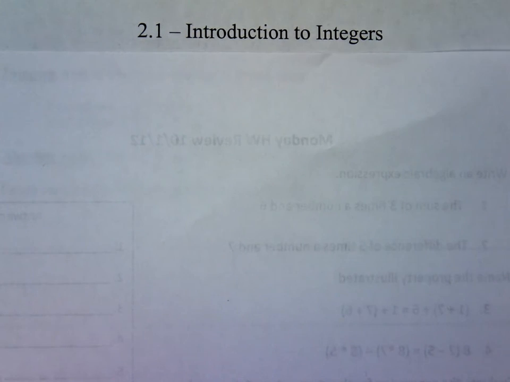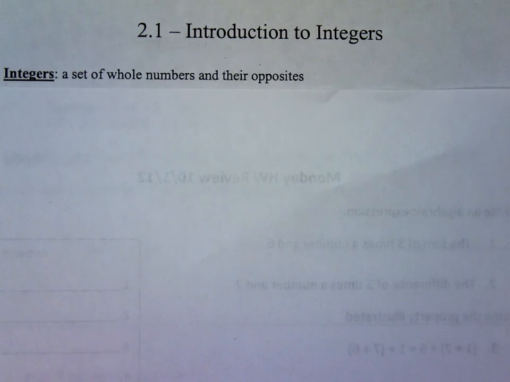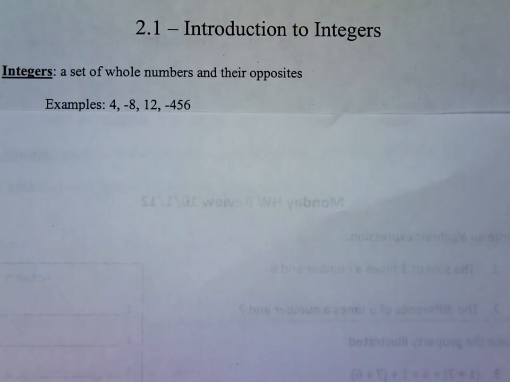Okay, so today's lesson is 2.1, Introduction to Integers. An integer is a set of whole numbers and their opposites. An example of an integer would be 4, -8, 12, -456.